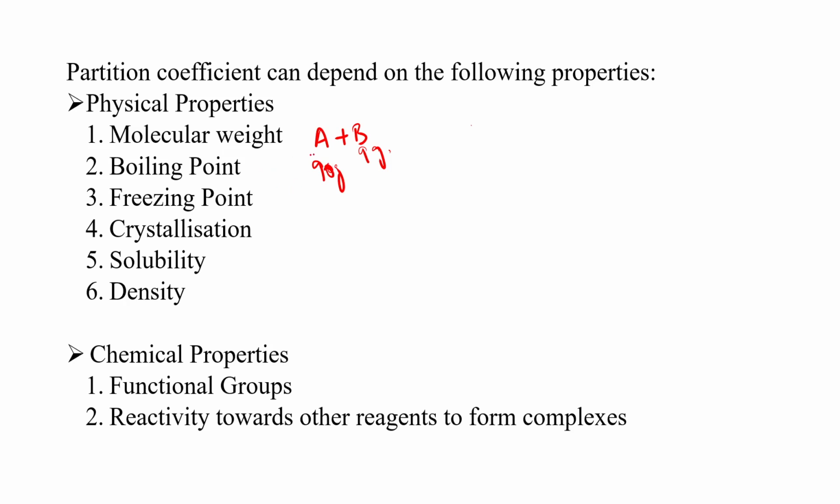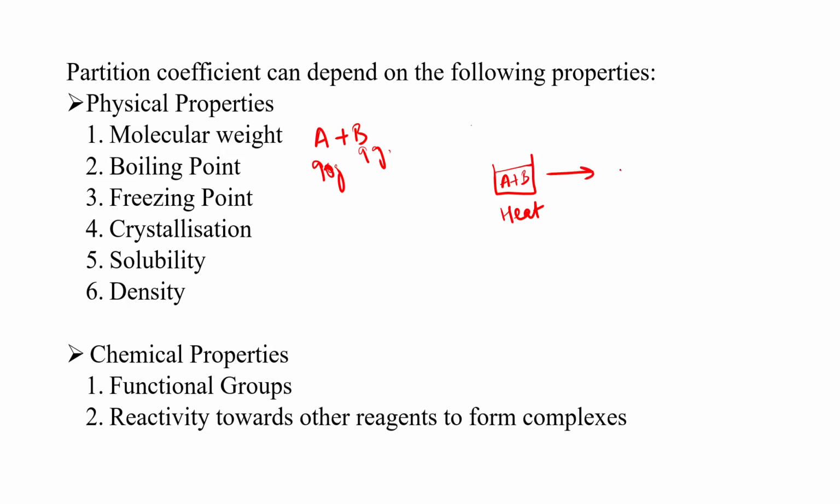Similarly for boiling point, if I have a mixture of A and B, the boiling point of A is very high and the boiling point of B is very low. So what I can do is take them in a solution in a beaker where I have A and B, and I'll start heating it. Okay, I'll start heating it. What will happen?